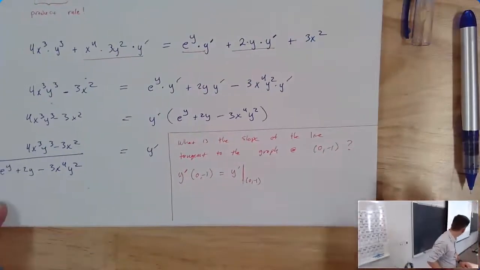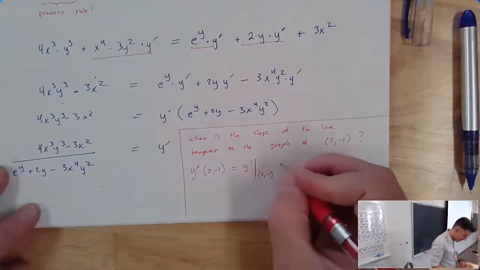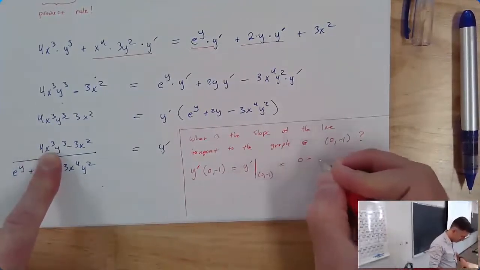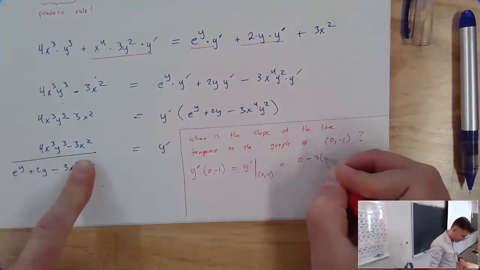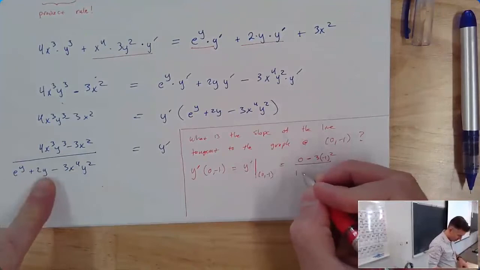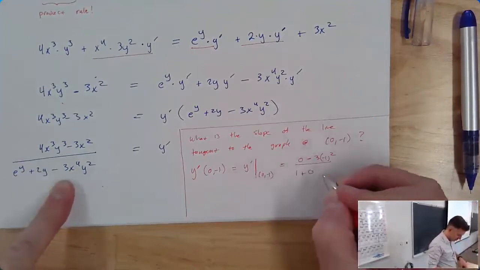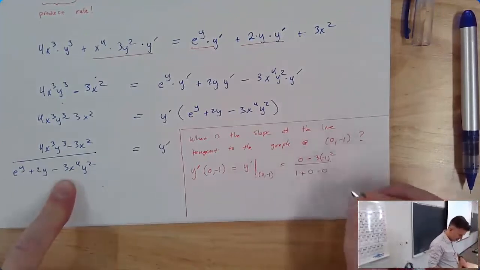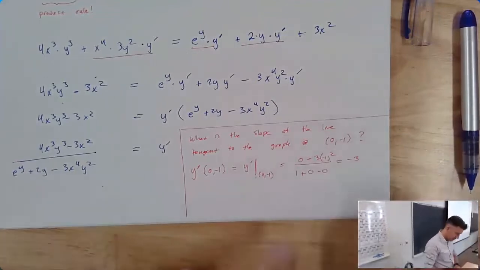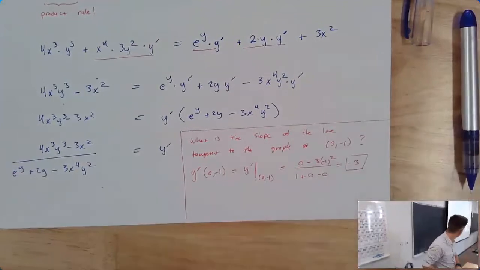Either way, if we plug it in, I'm going to get 4 times (-1) cubed times 0. So I'm going to get 0 minus 3 times (-1) squared over e to the 0, which is 1, plus 2 times 0 minus 3 times 0. So I end up with -3 over 1, or -3. There's the slope of my tangent line.